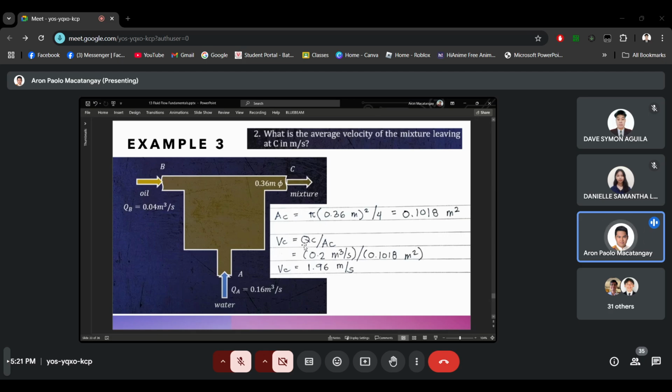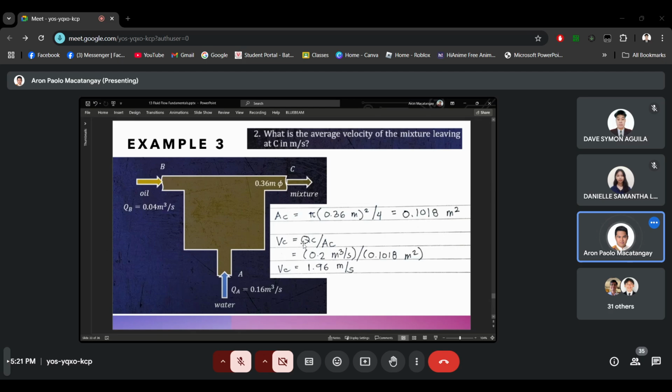Now that you know the Q at C, you just need the A of C to solve for the V of C. The area at C is given by pi d squared over 4, and you get 0.1018 meters squared. To get the velocity, you just have to rearrange the formula for volume flow rate. Remember, the formula is A times V equals Q. So if you want to get V, then you use Q over A.